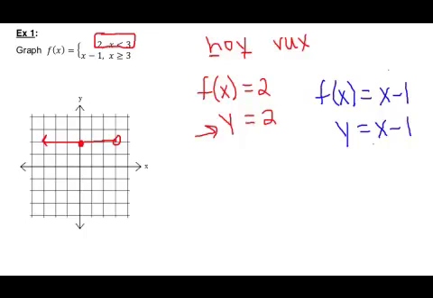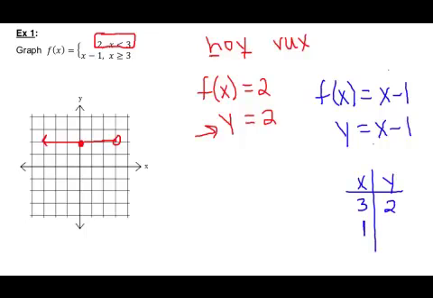We know that our slope is 1. We know that our y-intercept is negative 1. But again, the only part of the graph that we need is when our x values are greater than or equal to 3. So a faster way for us to do this is to set up a table of values. Again, the x values that we are looking at are anything greater than or equal to 3. So we're going to start with 3. If we plug in 3 for x, 3 minus 1 is 2. So our y value is 2.